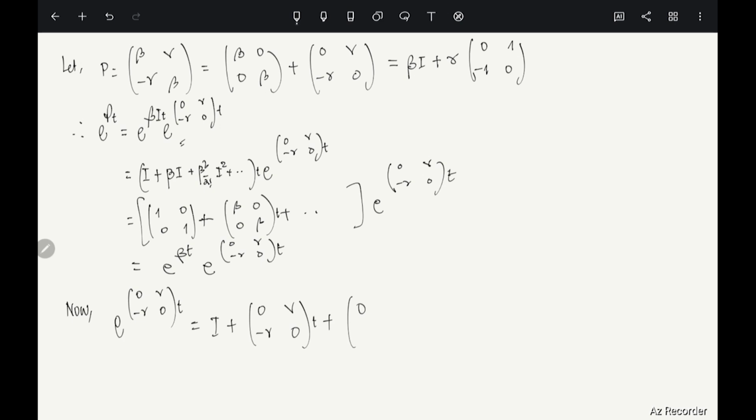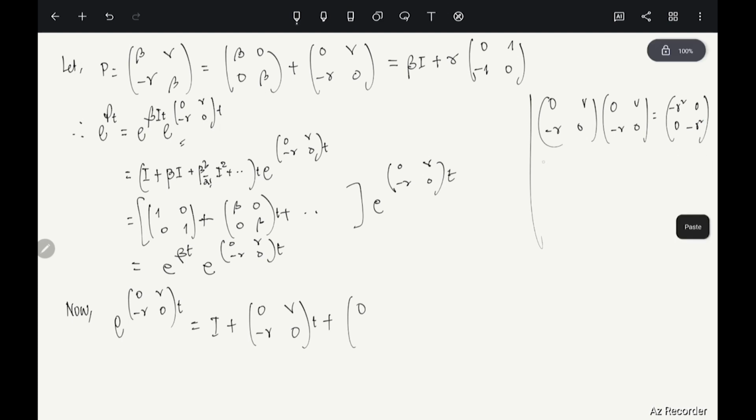Now let's calculate this thing. We take [0 gamma; minus gamma 0] times [0 gamma; minus gamma 0]. If we calculate the whole thing, this gives minus gamma square, 0, 0, minus gamma square. And this is the square. What about the cube? The cube is [minus gamma square, 0; 0, minus gamma square] times [0 gamma; minus gamma 0], which gives [0 minus gamma cube; gamma cube 0].